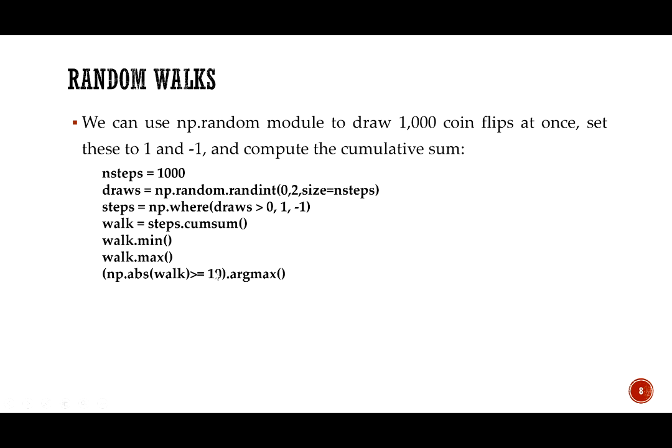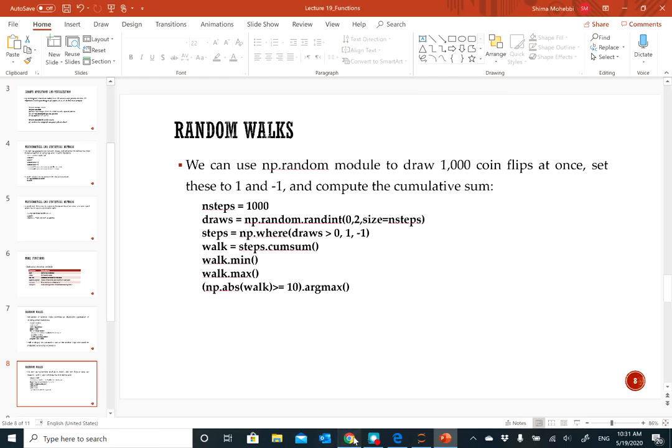This condition returns a Boolean array, indicating that the walk has reached or exceeded 10. But we want to know the index of the first +10 or -10. Then we apply the argmax method, which returns the first index of the maximum value. So let me implement this and you can see the result.